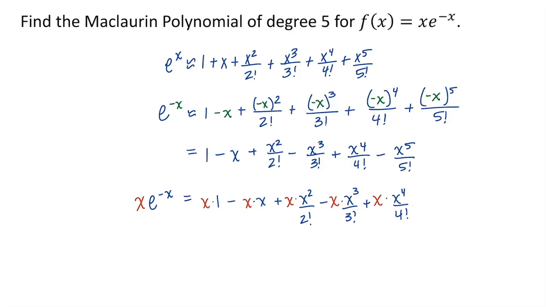So let's just clean this up for our final answer. So we're going to have x minus x squared plus x cubed over 2 minus x to the 4th over 6, which is 3 factorial, plus that degree 5 term, x to the 5th over 24.